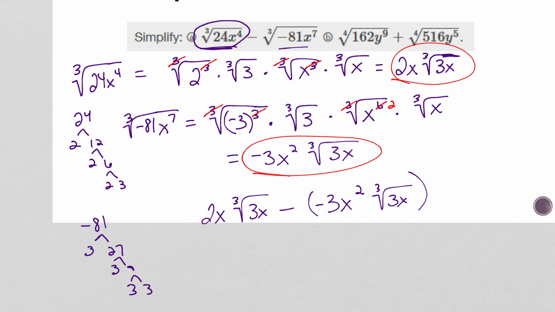This has a 2 and an x, and this has a -3 and an x squared. Can you combine those? No, because this doesn't match this. So guess what? This truly is the most simplified form of this answer that we can get. It cannot be simplified any further. Okay? All right, that's it for that one.